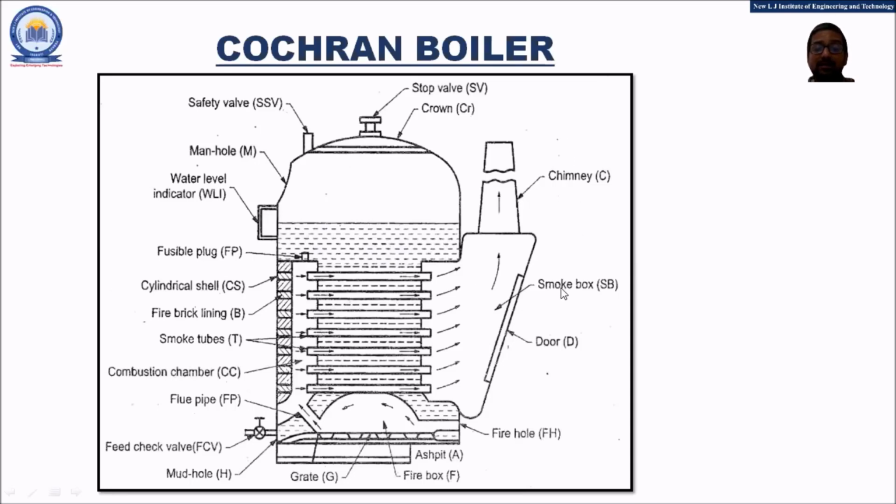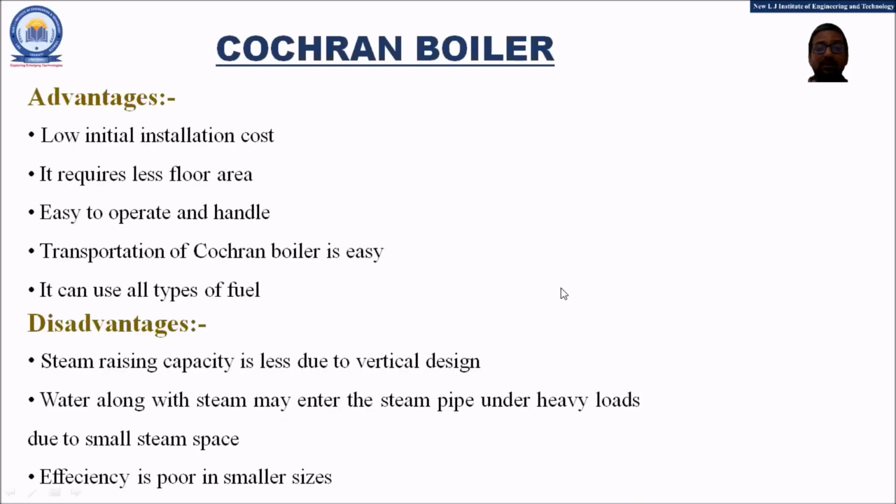So now friends, if you have perfectly understood the construction, working as well as the image, it is now very easy to understand the advantages and disadvantages. The Cochran boiler has a low initial cost, installation cost. It requires less floor area because of the vertical design. It is easy to operate and handle. The transportation of this boiler is also easy, and it can use all types of fuels.